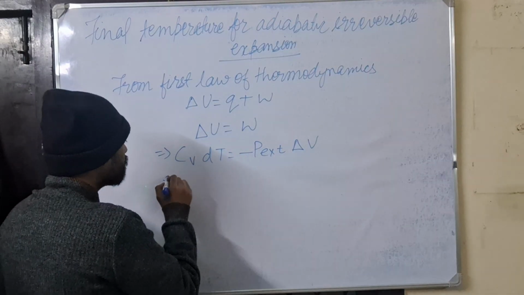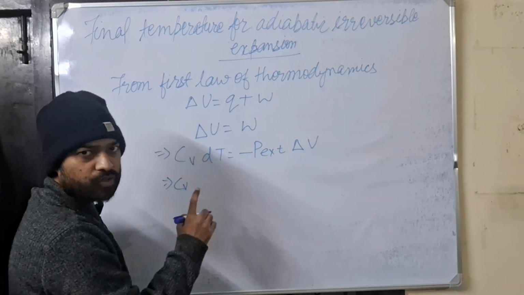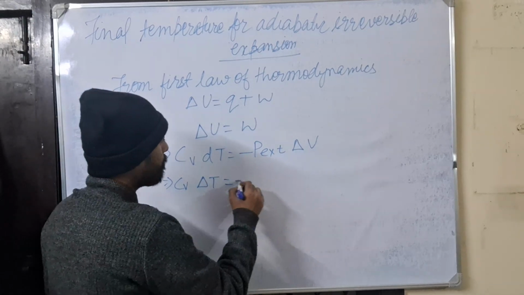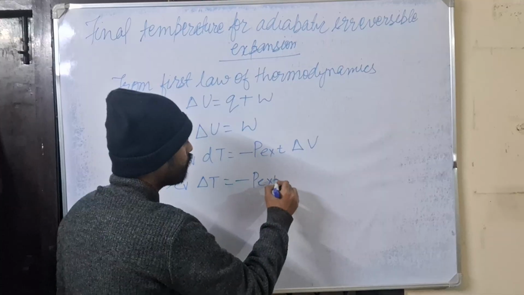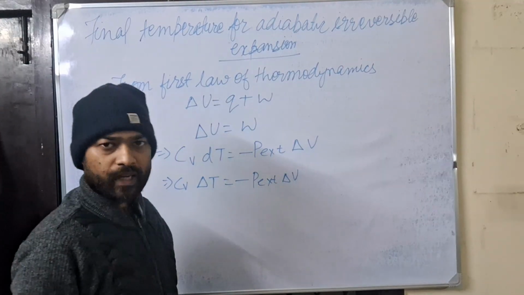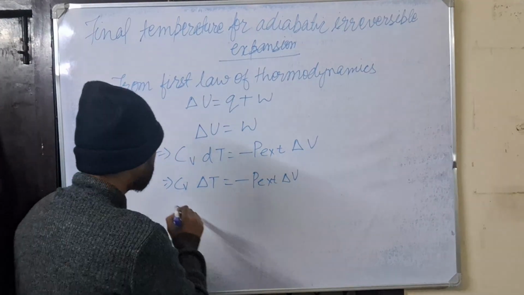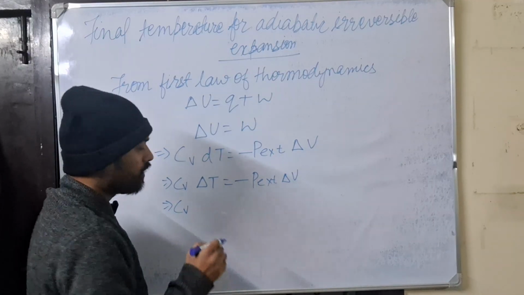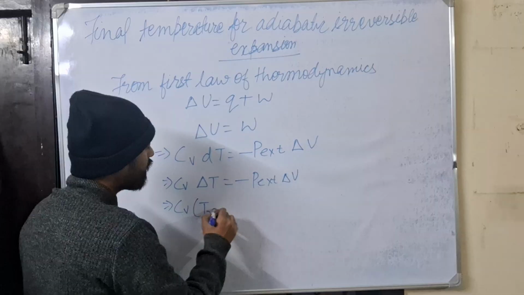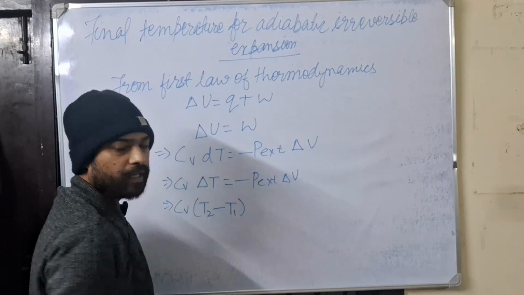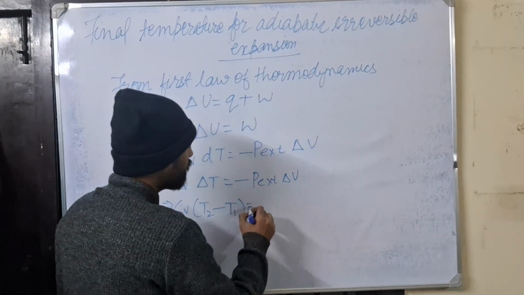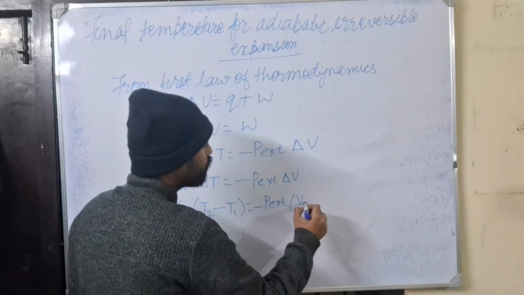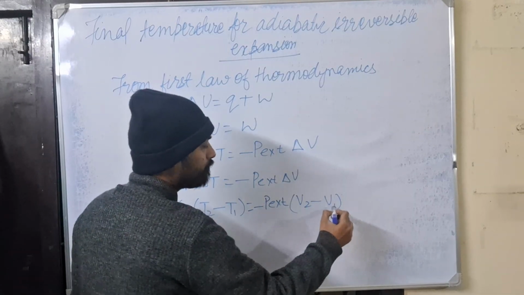Now this Cv dT can also be written as Cv delta T, and minus P external into delta V. Let us expand it. So Cv delta T becomes Cv into T2 minus T1, where T2 is our final temperature and T1 is our initial temperature, and here it will become minus P external into V2 minus V1.